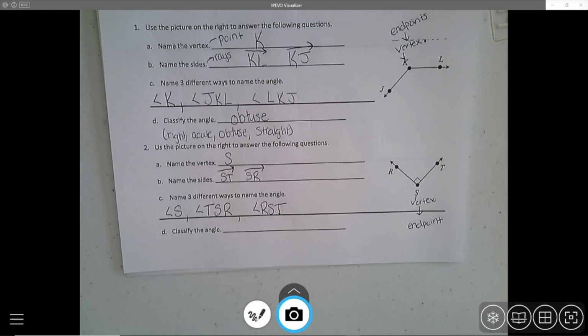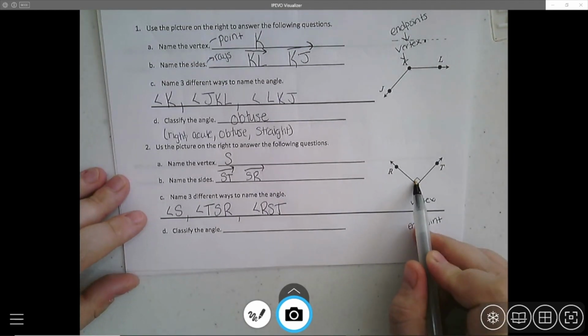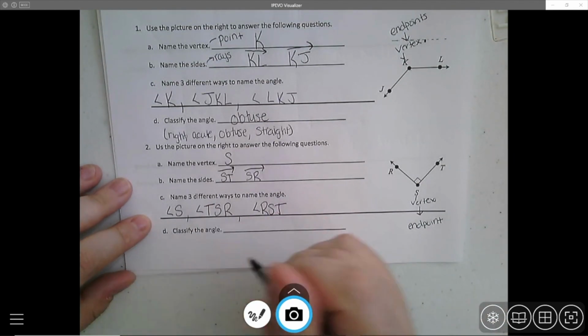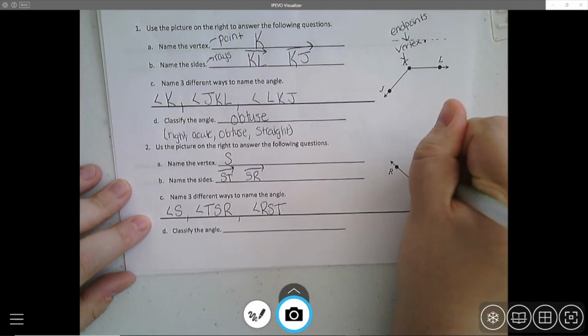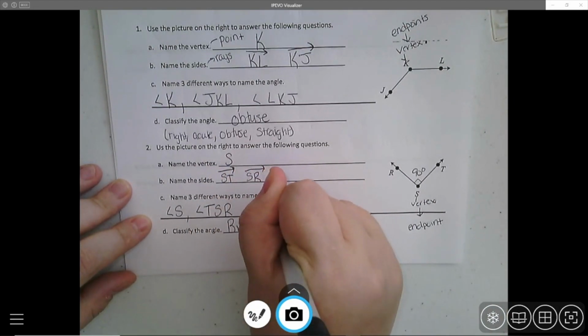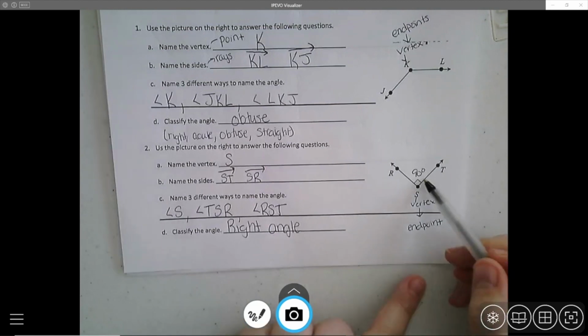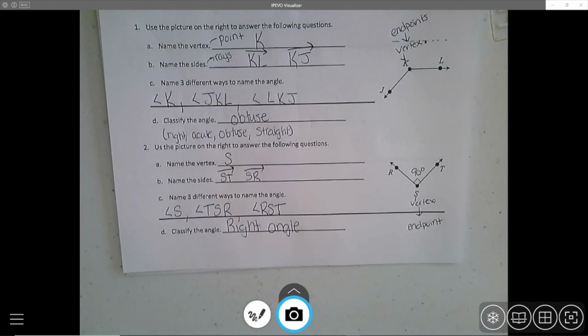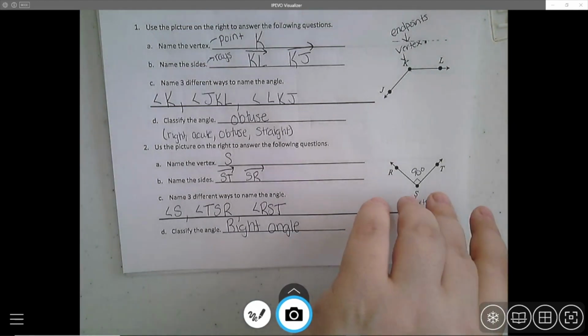Last question here is to classify. Notice I have the box in the middle. That box represents 90 degrees always. So this is a right angle. Anytime you see the box from here on out, always put 90 degrees there so you remember what that box represents.